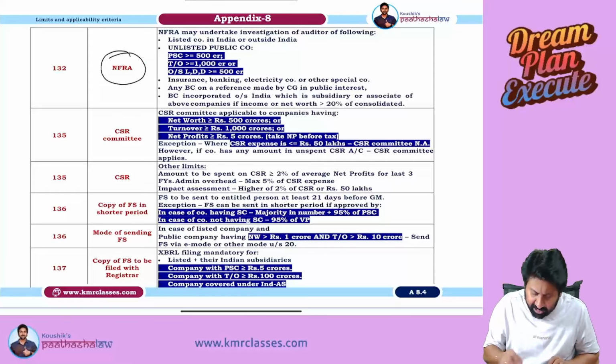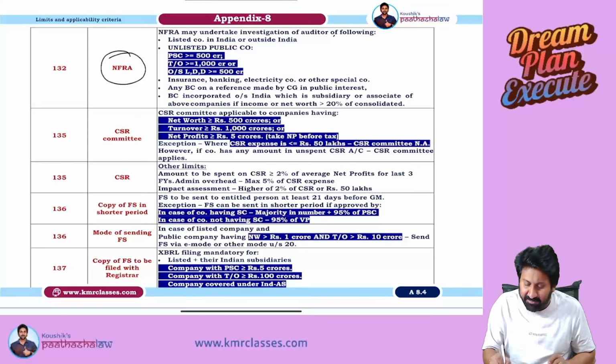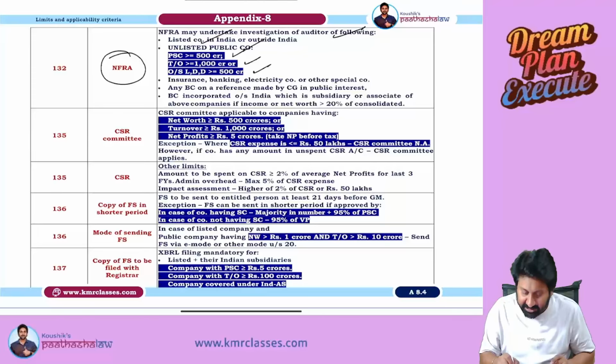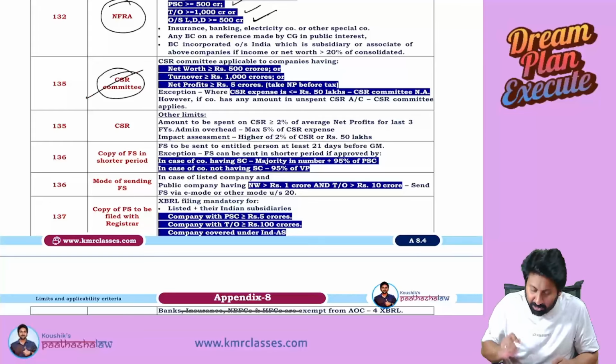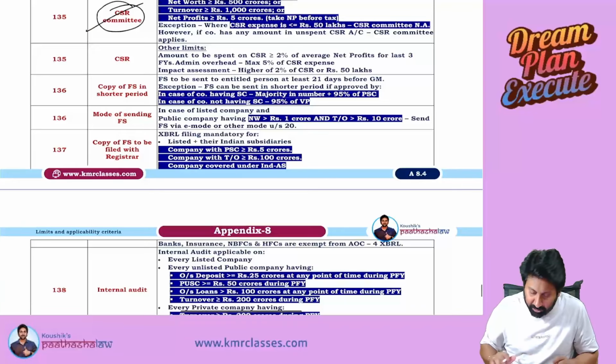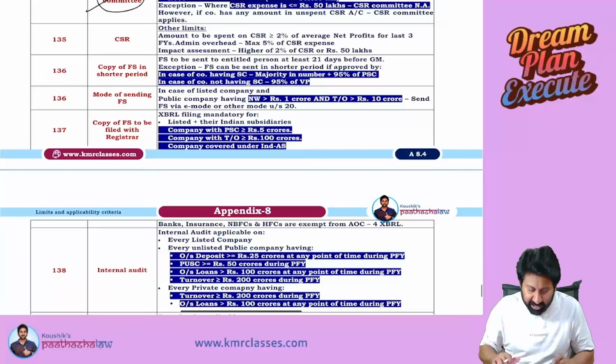Next, NFRA. NFRA may undertake investigation of the auditor of the following: listed company in India or outside India, unlisted company with paid up share capital not less than 500 crore, turnover not less than 1000 crore, outstanding loans, debentures and deposits not less than 500 crore. Next, CSR committee. You know this point already, so I don't want to discuss it. CSR, everyone might have already read.